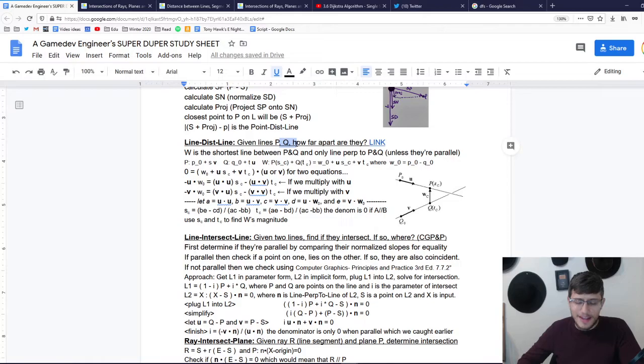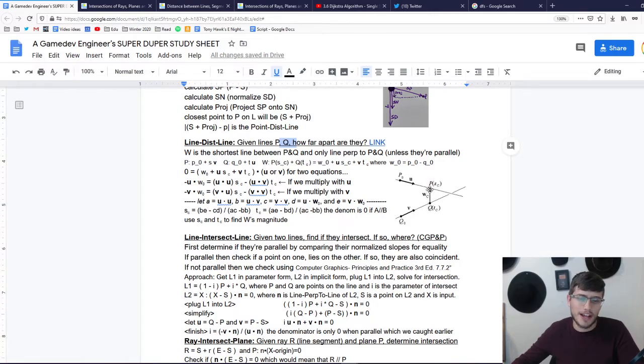So if you've got a line, what's the shortest distance between that line and a point? It's going to be a straight line. So if you've got two lines, what's the shortest distance between them? It's going to be a straight line between the two. And so that's actually the crux of the entire answer.